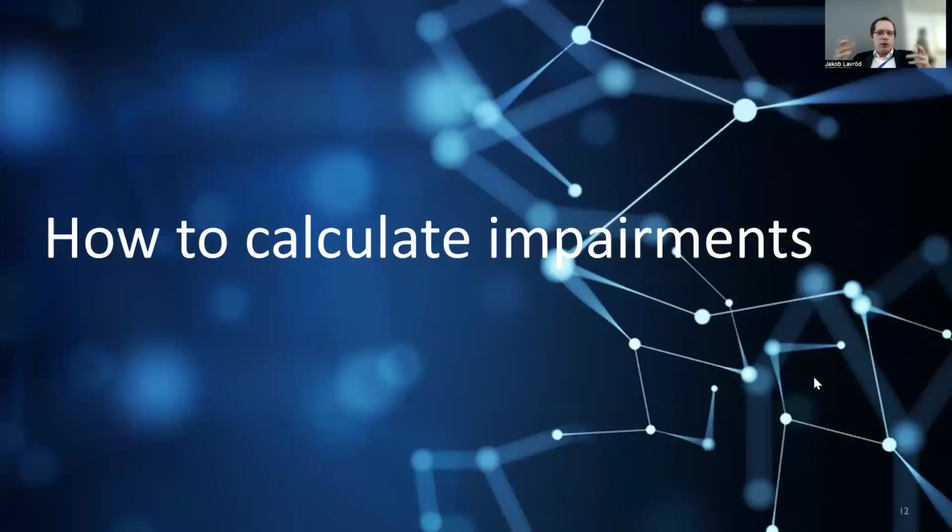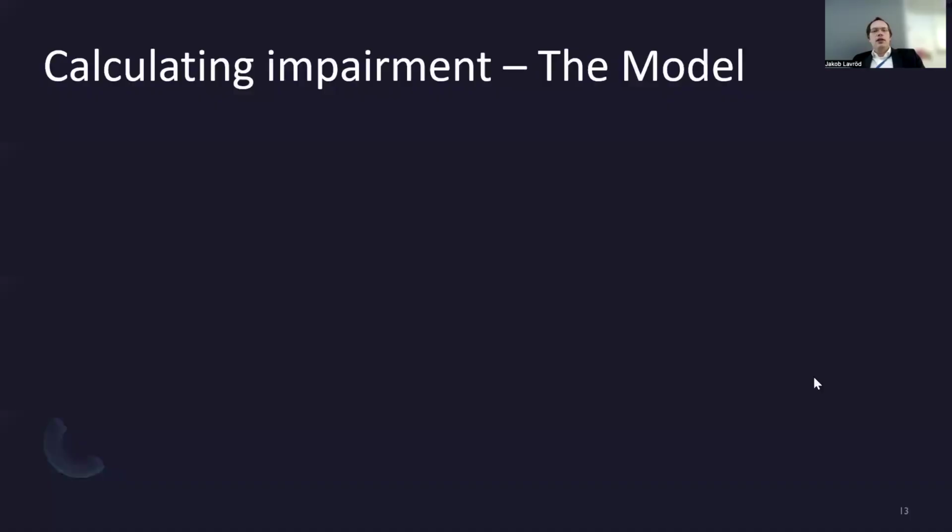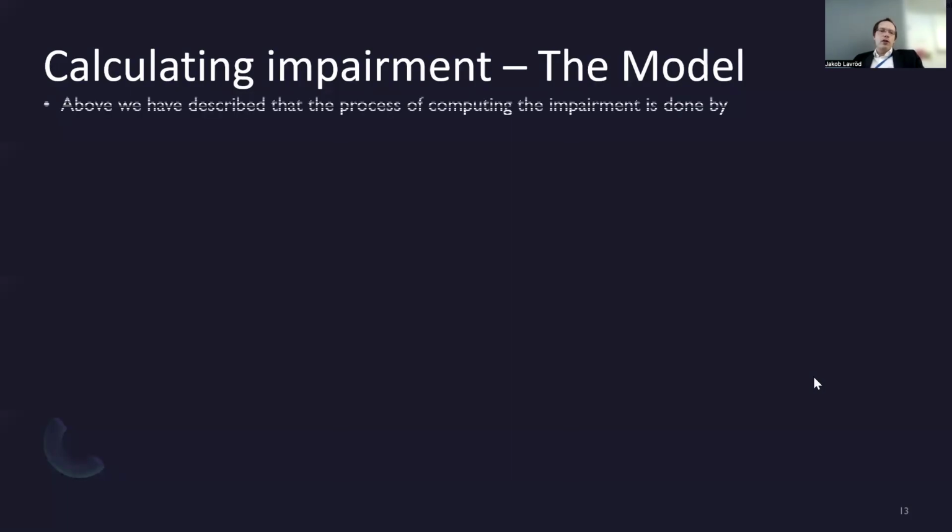So now we have set up a little bit of the stage here together. The goal now is to talk about the impairment. So we move into the model, and we try to describe how to compute it.